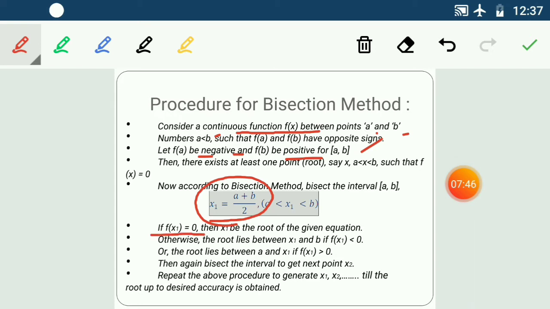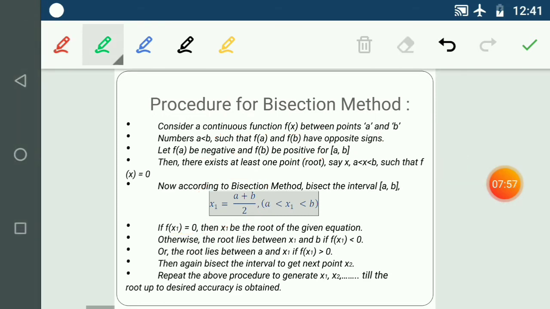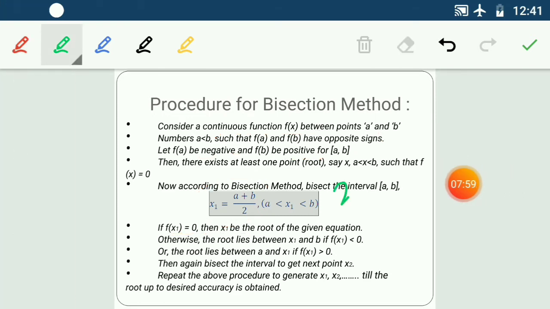If f(x1) is equal to 0, that means x1 is the root of the given equation. If it is not, then we will go for the solution of next iteration. Okay, so once we get the value of x1, we can check f(x1), and if it is not equal to 0, then we have to go for the next iteration. Next iteration will give you the answer of x2. Okay, but one thing should be remembered, that whenever you are going for the check of x1, x2 and x3, x4 and so on, you have to work on the interval which has opposite signs.